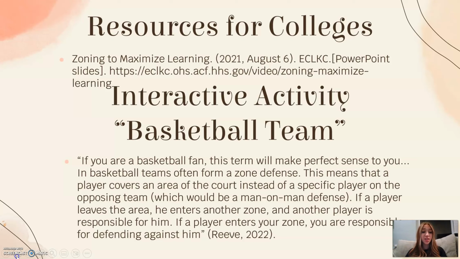If a player leaves that area and enters another zone, another player is responsible for him. If a player enters your zone, you are responsible for defending against him. So you can kind of think of your classroom and your teachers as being on a basketball team. So each teacher who is a quote-unquote basketball player is responsible for a certain zone in the classroom, and the children are almost like the opposite team that you're defending against.